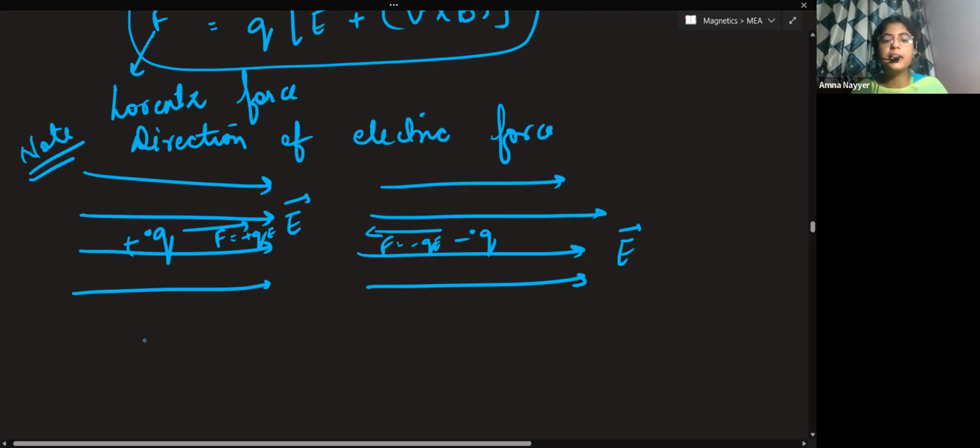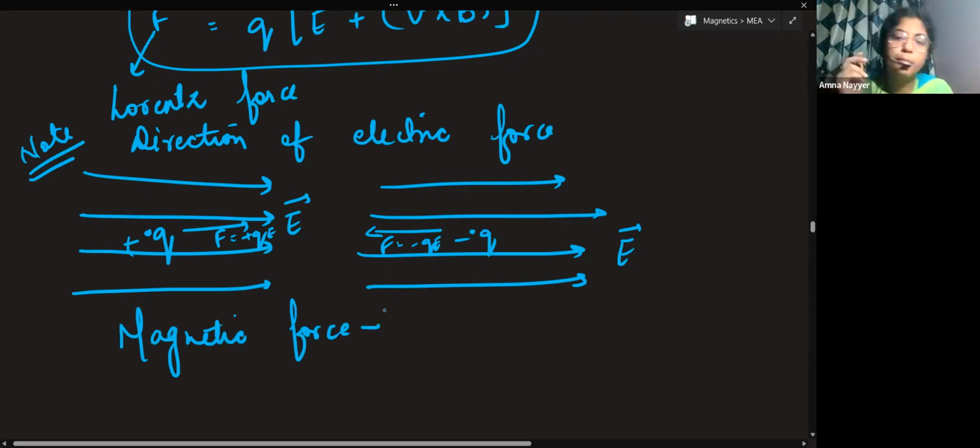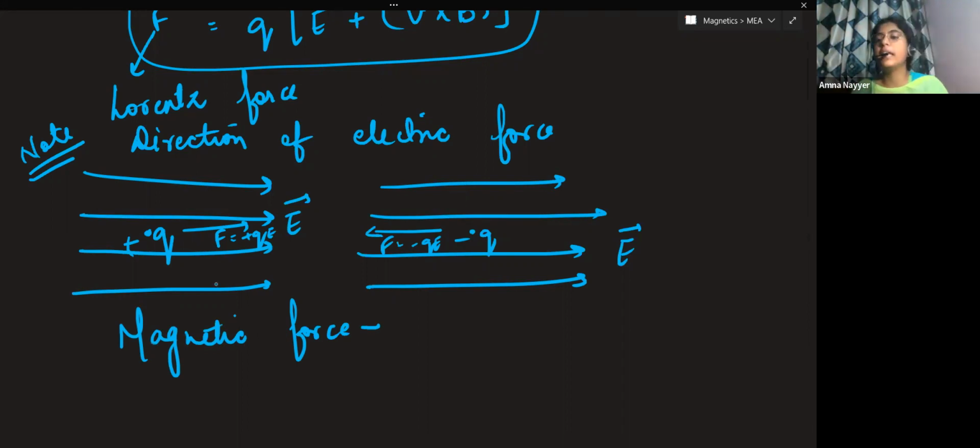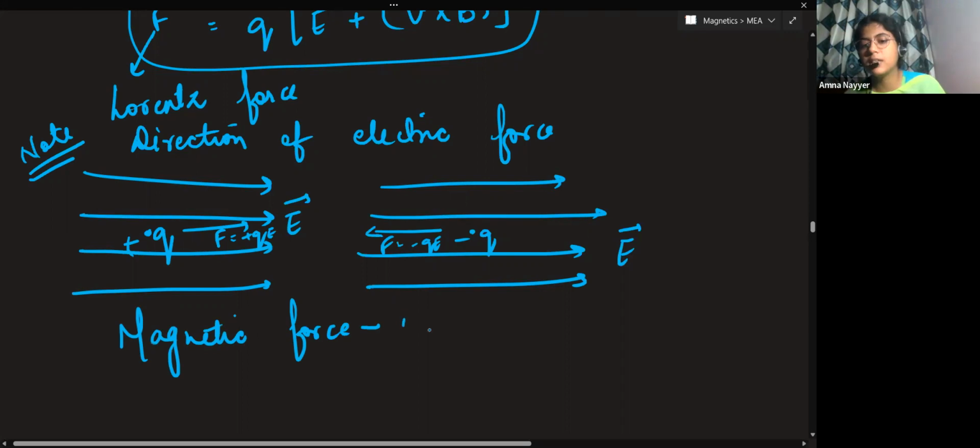Regarding the magnetic force, in the last class only we had studied it. Magnetic force direction was given by the right hand thumb rule. You have to place your fingers in the direction of velocity, curl your fingers towards the magnetic field, and the direction of the thumb gives you the direction of magnetic force. So this is given by the right hand.